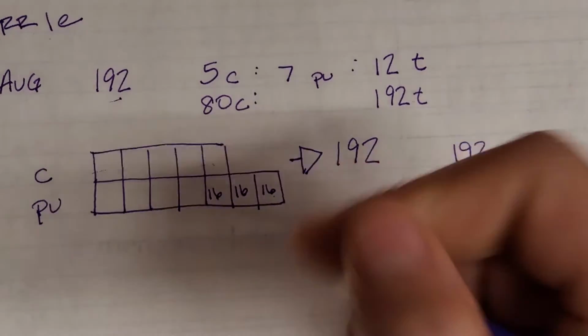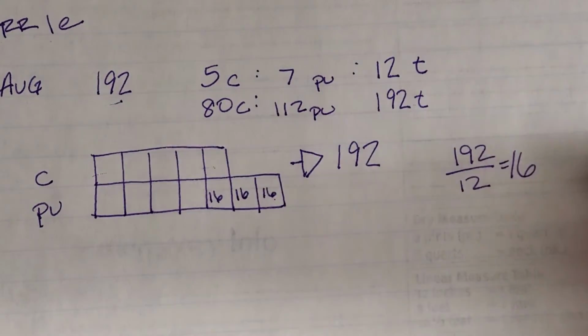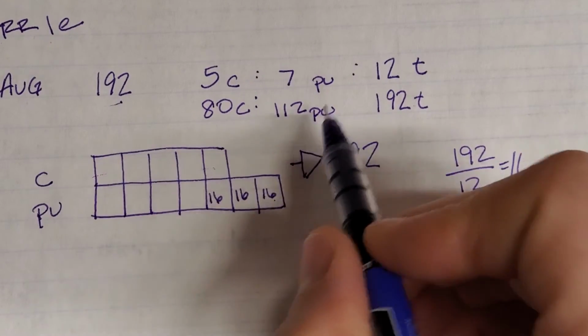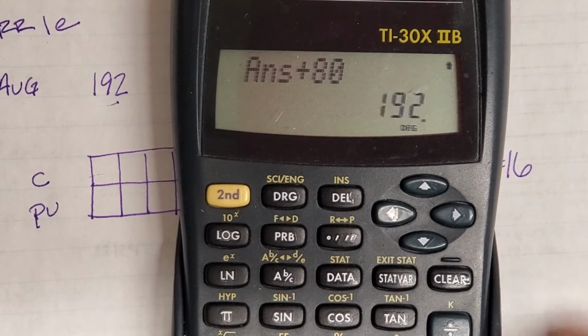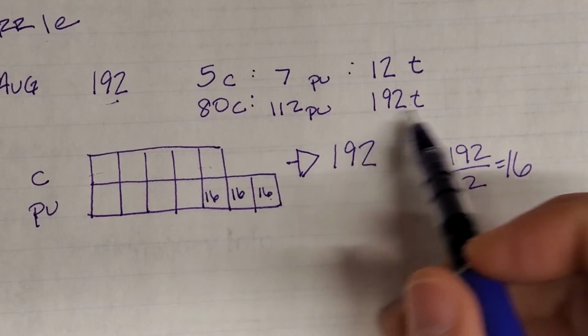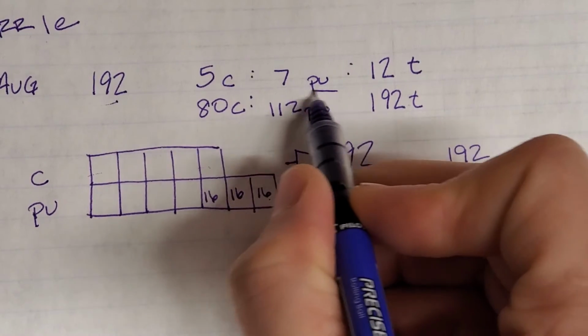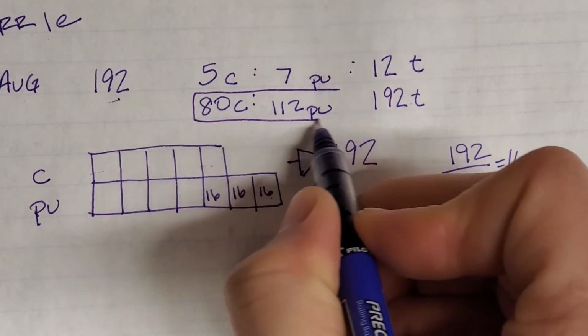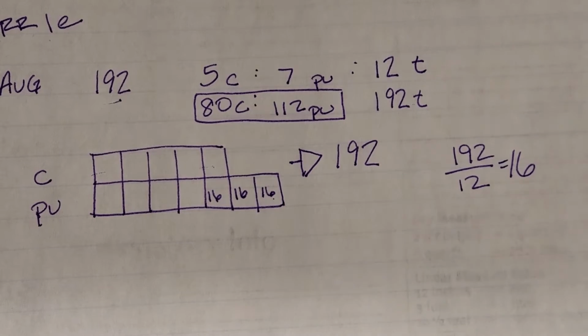Times 7 is 112. Now, here's a way we could check. What's 80 plus 112? 112 plus 80, 192. 192. Boom. Okay. And this part is my answer. So I'm going to put that in a box. Okay, good. Let's try another one.